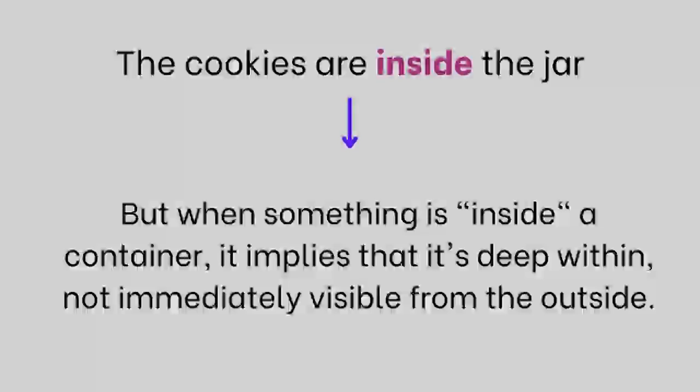Alright, so in this case we can say, okay, the cookies are inside the jar, not in. Why? Because it wasn't easy for you to find them. You need to put extra effort to find the cookies or to find the jar. Alright, so this is basically the meaning of in and inside.